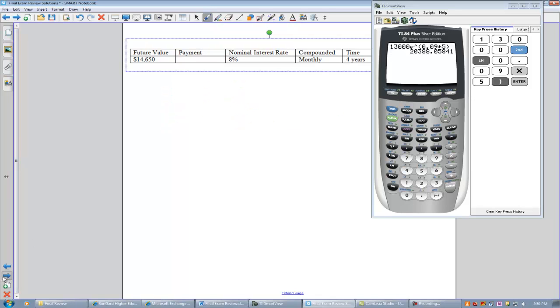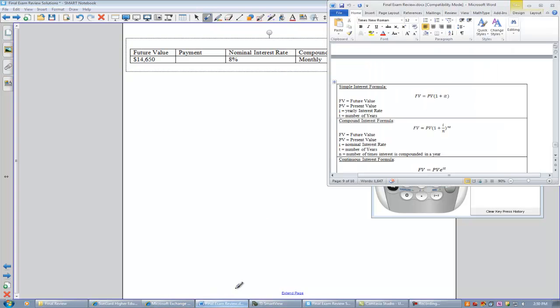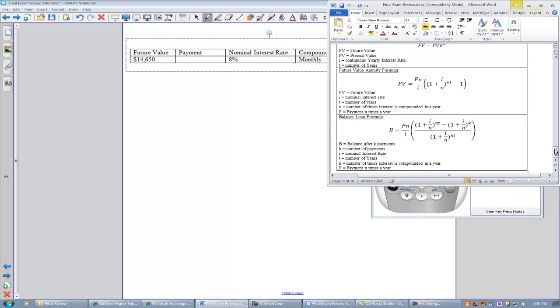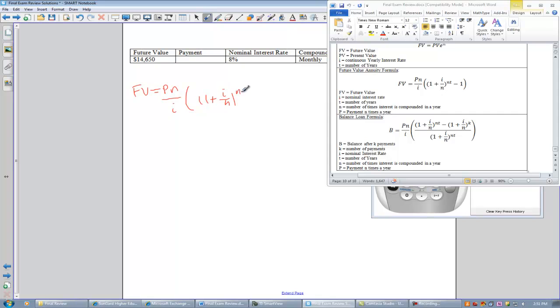And the last problem we have to do says future value, payment, nominal interest rate, compounded, time. So since it says future value, and if you look at your formula sheet here, so I pull up my formula sheet, there's only one that has a payment and then future value, and that's a future annuity formula. So let's copy down the formula. FV equals the payment times N over I, all times 1 plus I over N to the NT minus 1.